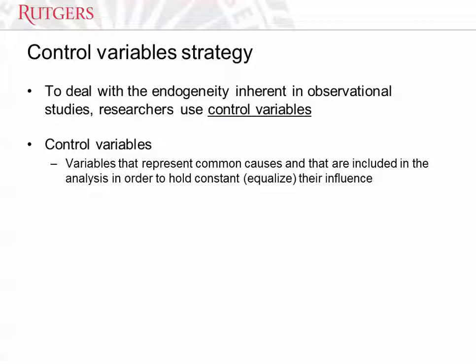And that's the notion that the independent and dependent variable may be caused by a common cause. They may trace some of their variation to a common cause, or there may be even some reciprocal kind of relationships going on. And so to get at that endogeneity issue, which is inherent in almost all observational studies, researchers use control variables. So what is a control variable?